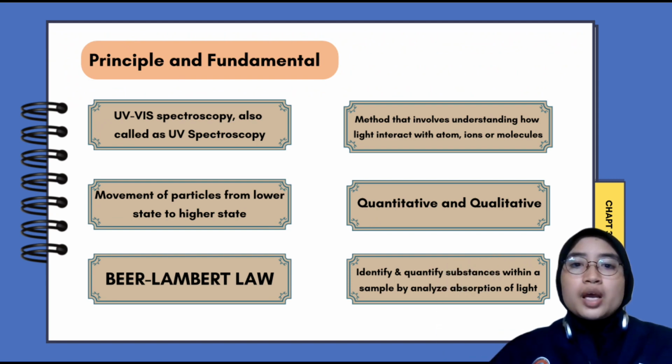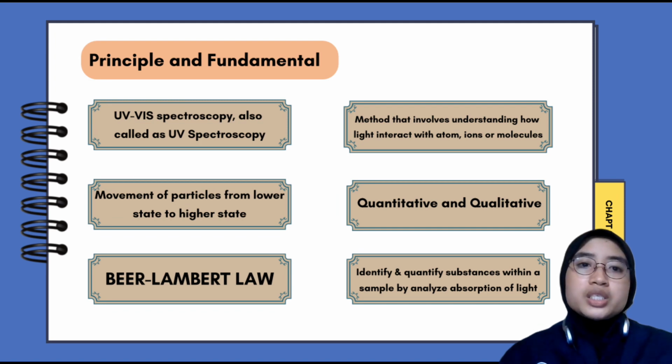At its core, UV visible spectroscopy involves shining ultraviolet or visible light through a sample and measuring how much of the light is absorbed. It uses both quantitative and qualitative techniques. They often use the Beer-Lambert law to make a comparison between the absorbed and the transmitted light. Lastly, the purpose is to identify the substances within the sample by analyzing the absorption of light.